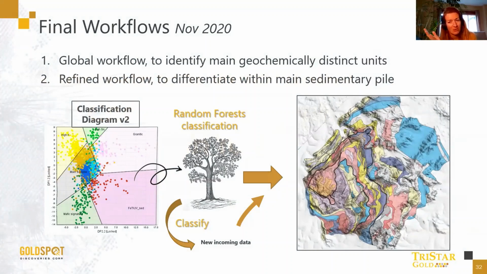So as I mentioned before, we have these 2 workflows. We have the global workflow to identify the main geochemically distinct units, and then we have the refined workflow to differentiate within the main sedimentary pile. Once this is done, though, this is where the machine learning part comes in. I can take these manual Britt workflows that I created and bundle them up into a supervised machine learning algorithm. And in this case, I used a hierarchical random forest classification that can be used and reused as more strong acid data flows in from the ongoing infill drill program.